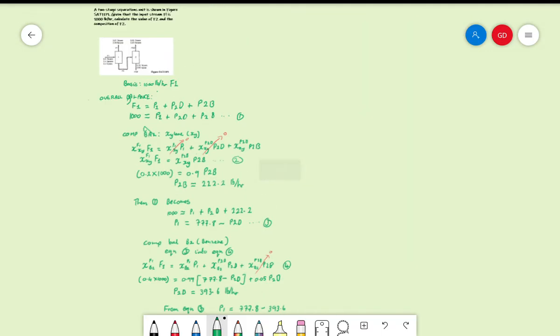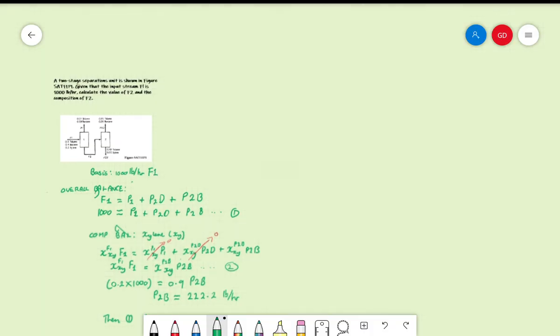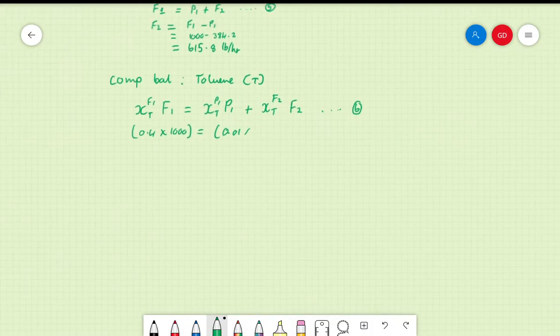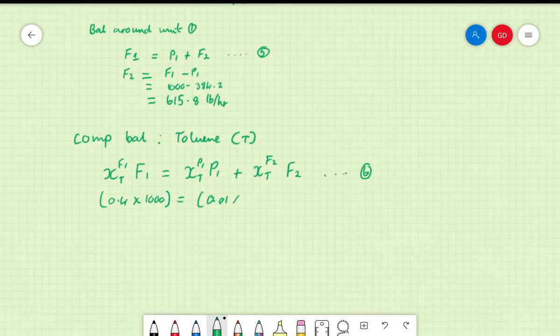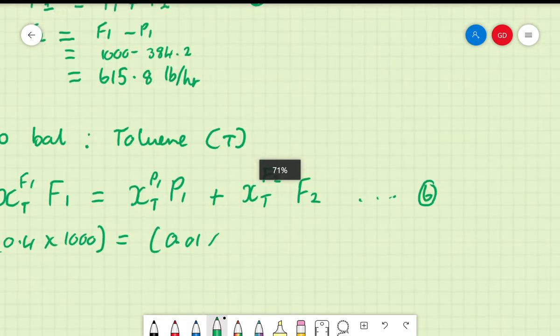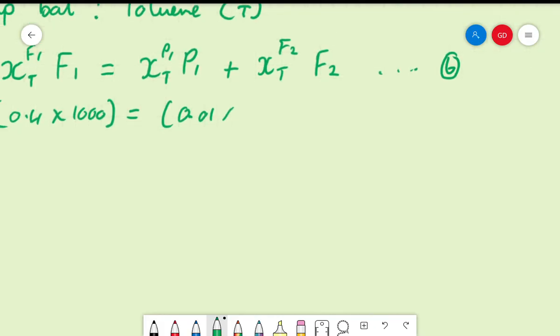Okay, sorry about that, magnification error. Now let's go back there. So now this is where we were. Let me just remove that. So you see here it's 0.01 multiplied by the amount that we found, which is 384.2.